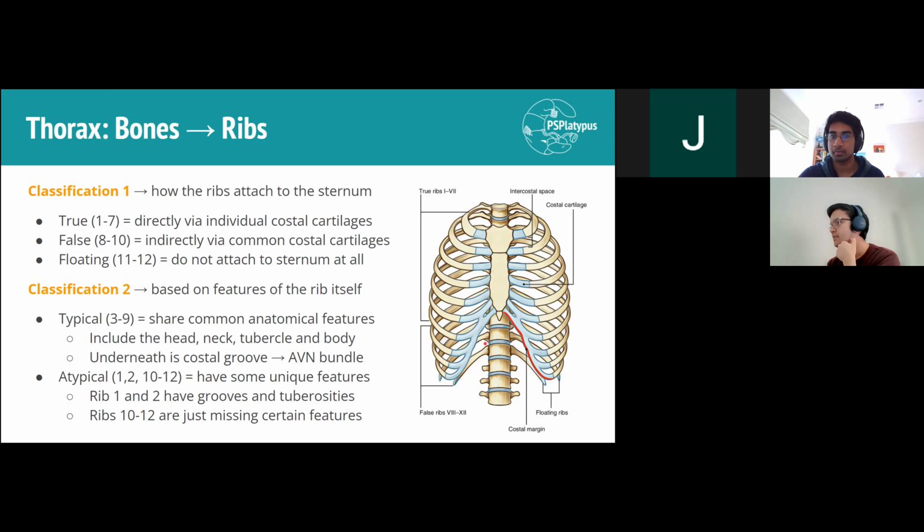And then floating ribs, they're tucked away near the back. Those are ribs 11 and 12, and they don't attach to the sternum at all. You can see they fall short of even coming around to the front, so they're only at the back. So that's probably the easier one to understand.